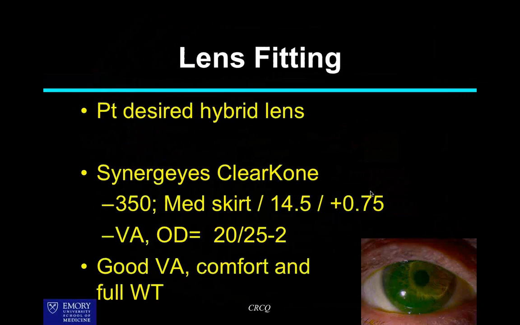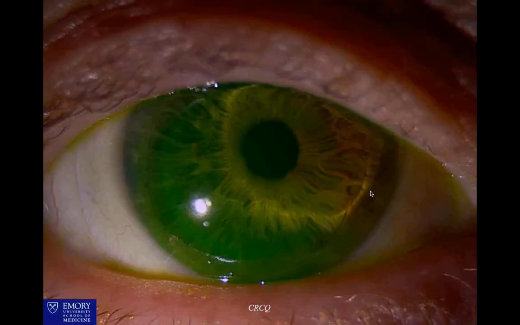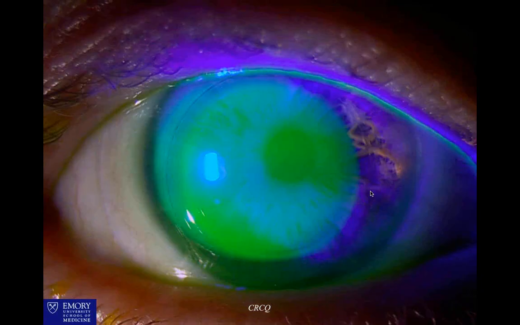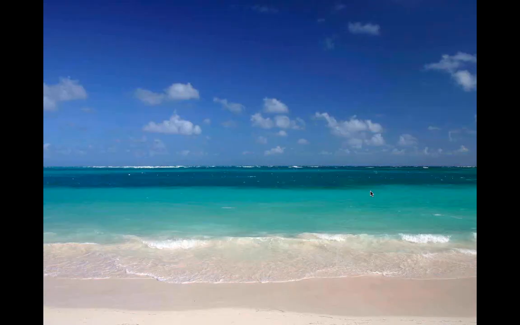This particular lady really wanted to go with a hybrid lens. So we put her in a Clear Cone at the time, and she ended up with a medium skirt, 3.50 plus 3/4, 20/25 minus 2, good vision, good comfort, full wearing time, and did quite well with that. That's what she looked like with the lens on. If this was done today, I probably would have started with a scleral lens, but when given the option, she really wanted a hybrid. Sclerals were earlier on then. But it's really great to be able to offer that.